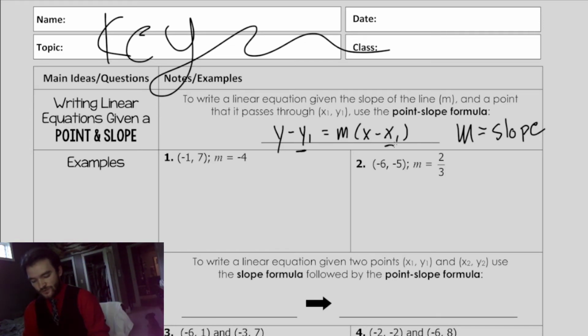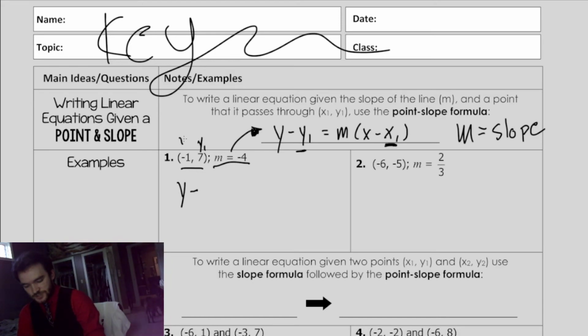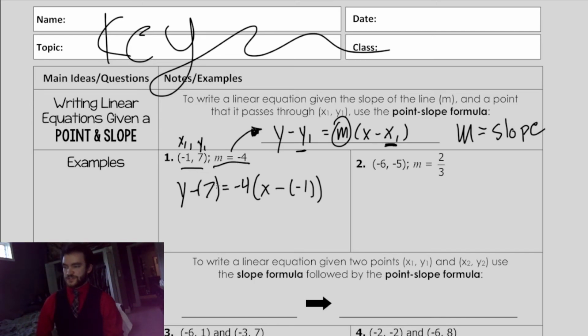So y1 and x1 are just actual point values. I'll show you what I mean right now. I've got my m, -4, and then I've got my x and y values. So I'm going to plug them into this equation. So y minus, my y1 is right here, my x1 is right here. My y1 is 7. So y minus 7 equals -4, because that's the m value, and then x minus -1. Cool. Parentheses around everything you plug in. Remember that. I think I stressed that pretty well, so hopefully by now you all do that.